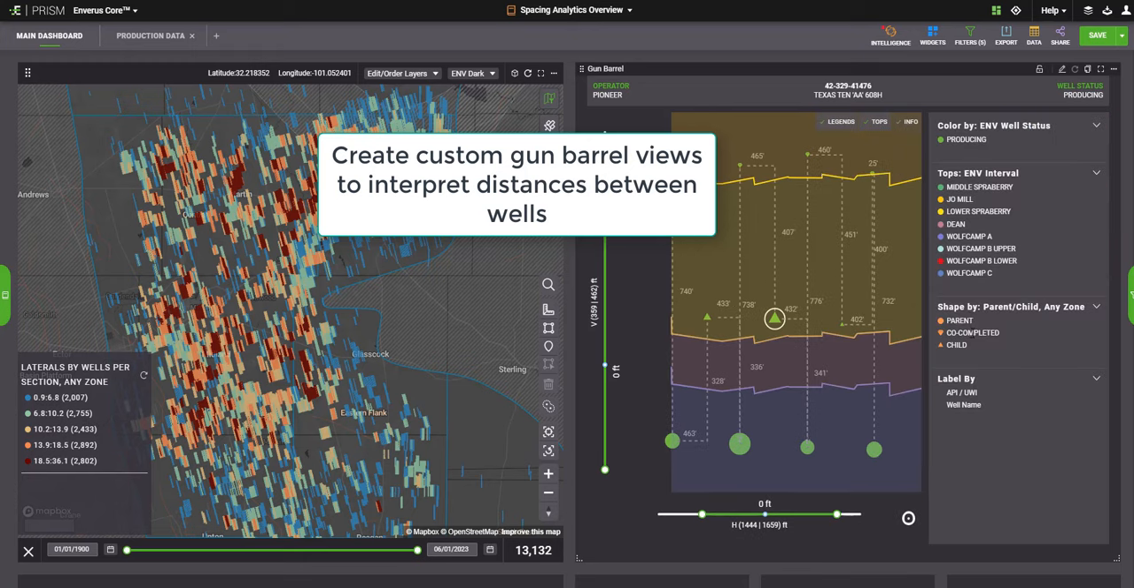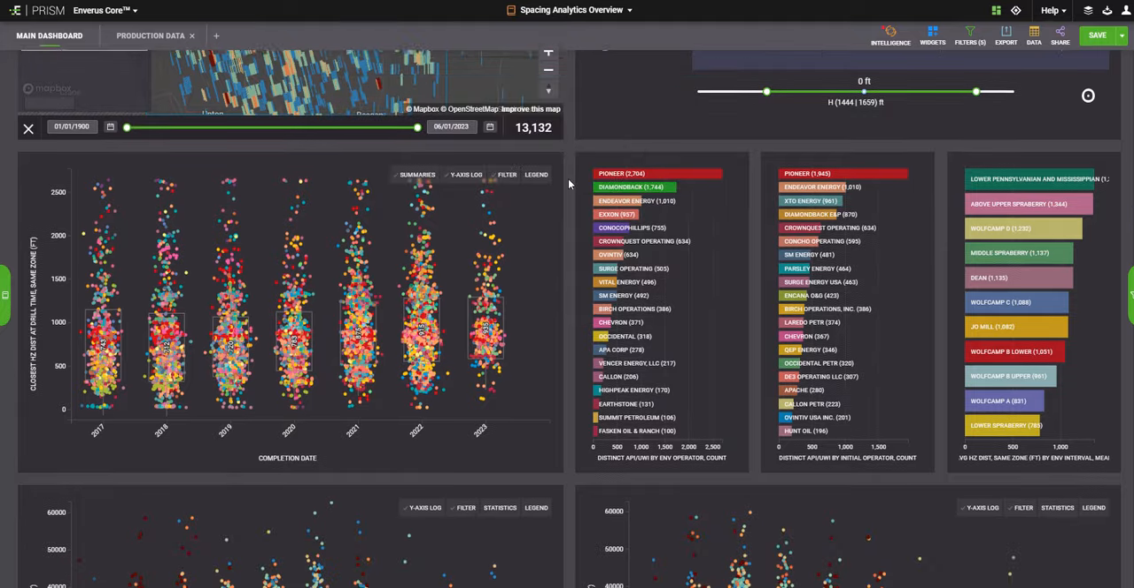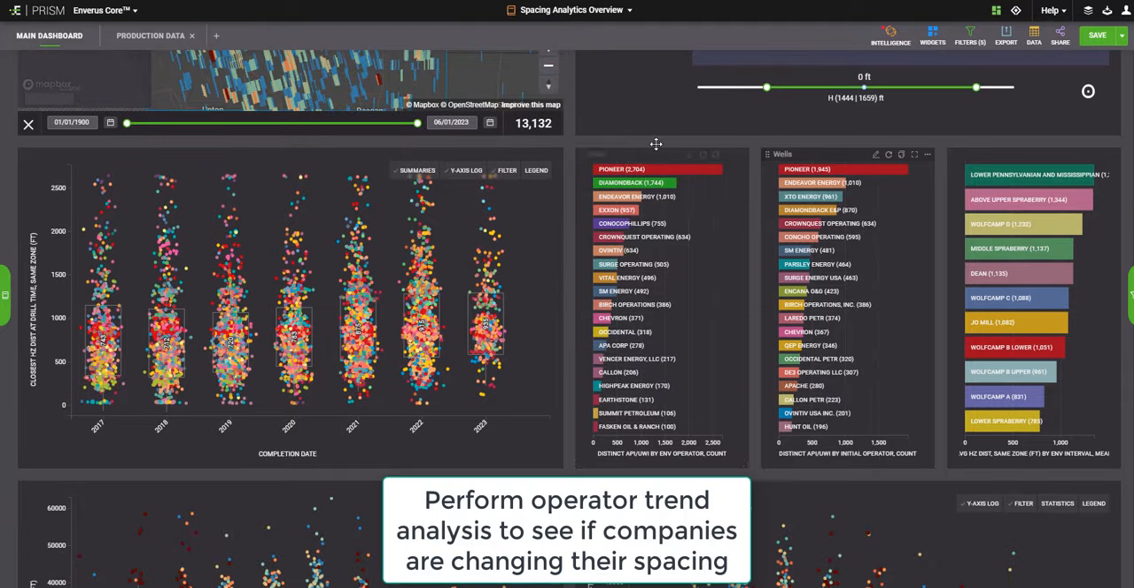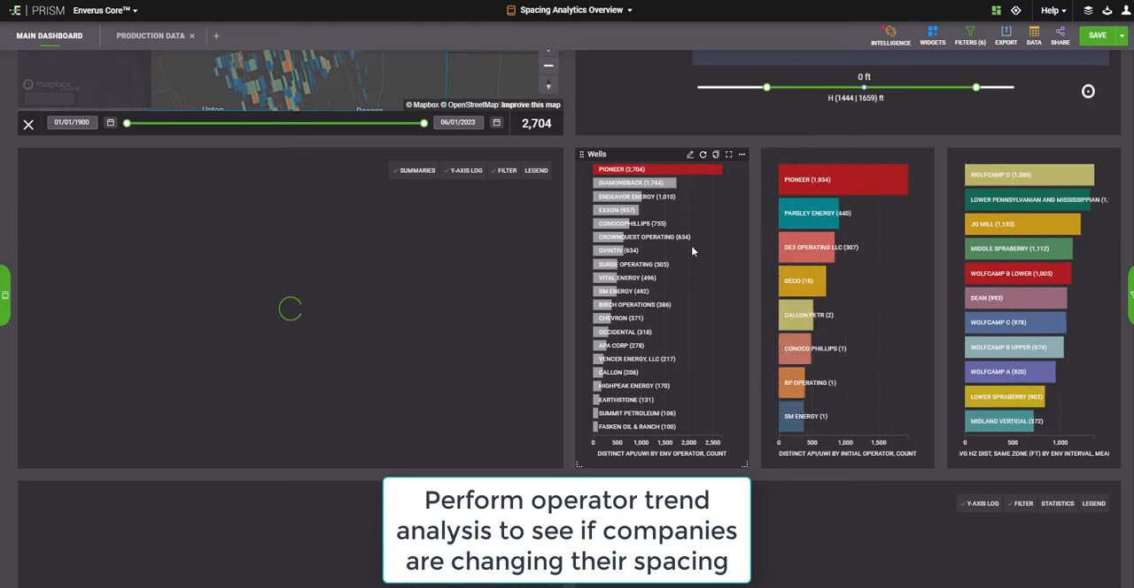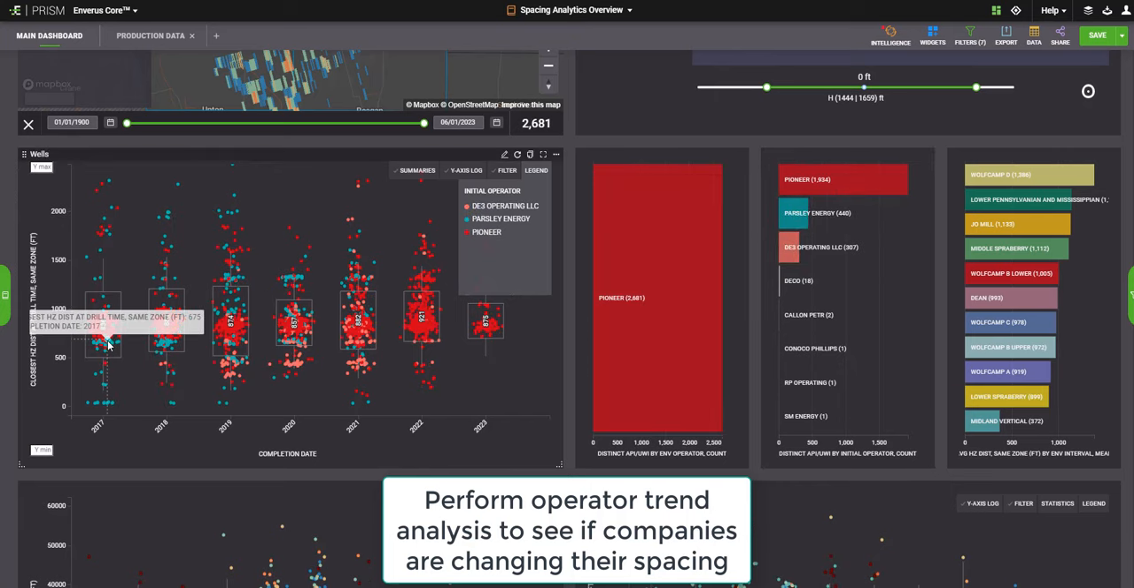One of the key components of understanding spacing trends is understanding how acquisitions have affected acreage development through time. For example, here we can see wells that were originally developed by Parsley being spaced much tighter prior to the Pioneer acquisition. The challenge with doing most spacing evaluations is understanding the dynamic between zone-specific spacing and multi-bench spacing.